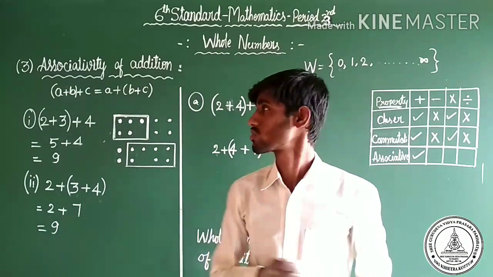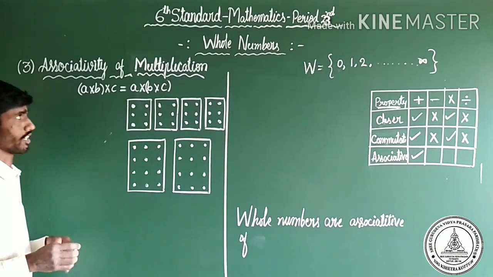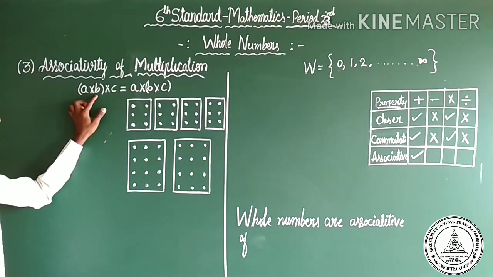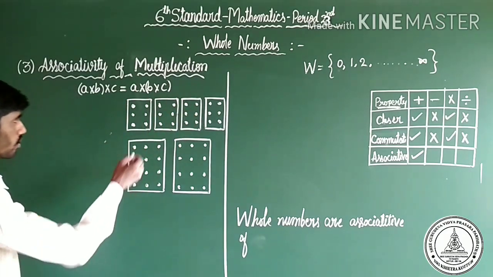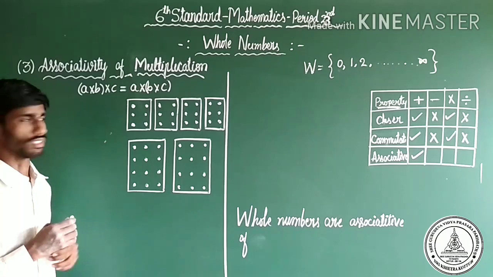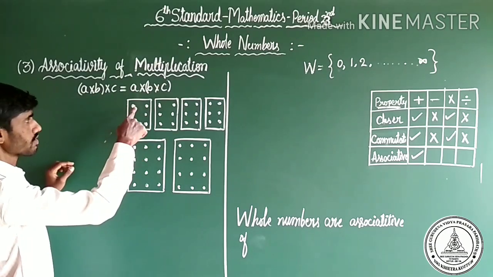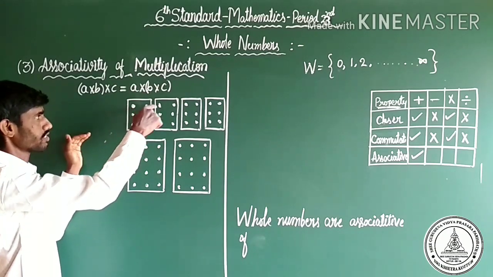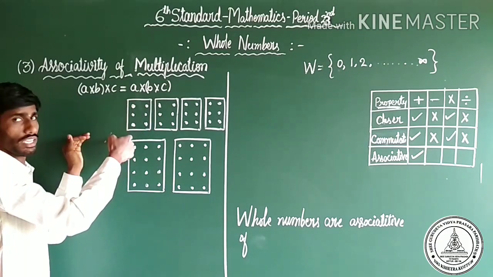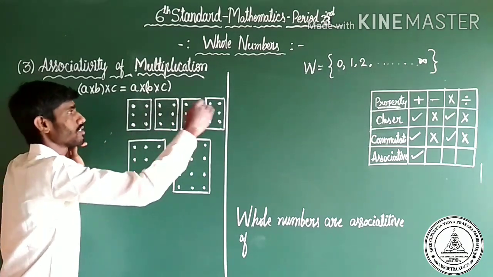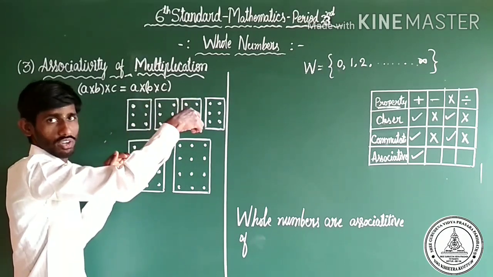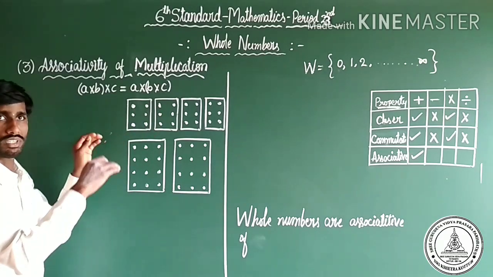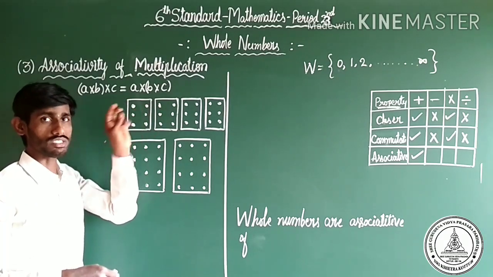Let us check out associative of multiplication. Associativity of multiplication: the general formula is (A into B) into C is equal to A into (B into C). Dear Chotu, you are observing dots on the board. Observe here, each box, rows indicate 2 dots and columns indicate 3 dots. This is column, this is row. In each box, each row has 2 dots.